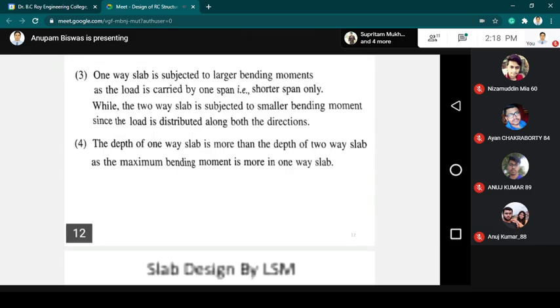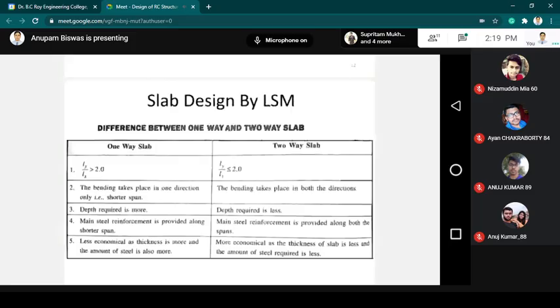Okay, let me briefly discuss the difference between one-way slab and two-way slab. As we have seen, the criterion is that in a one-way slab, the longer to shorter span ratio, Ly by Lx, should be more than 2, whereas for a two-way slab, the Ly by Lx ratio should be less than or equal to 2. In a one-way slab, the bending will take place in one direction, only in the shorter span, whereas the bending will take place in both directions for a two-way slab.